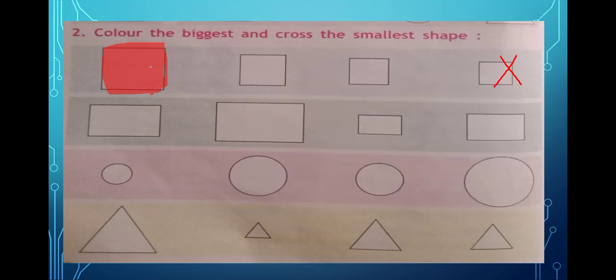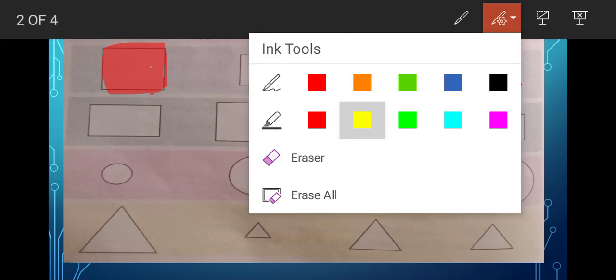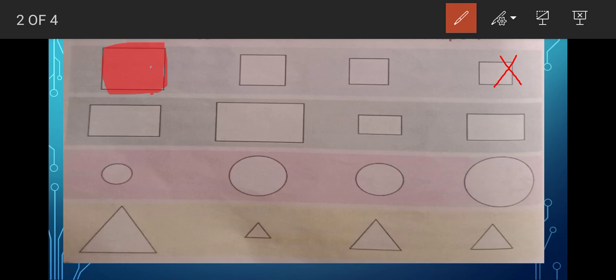Okay, once more. So let us color this one. You color it nicely so that nothing goes out, and it looks beautiful in your book. Take your own time. Okay, no need to do it in a hurry.